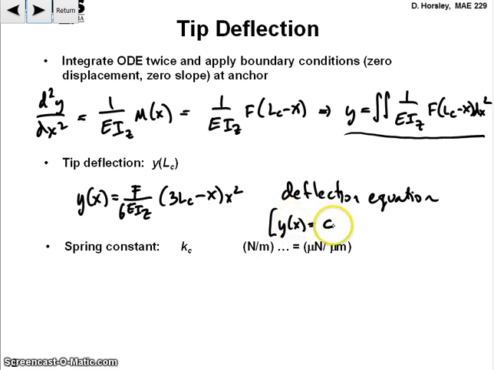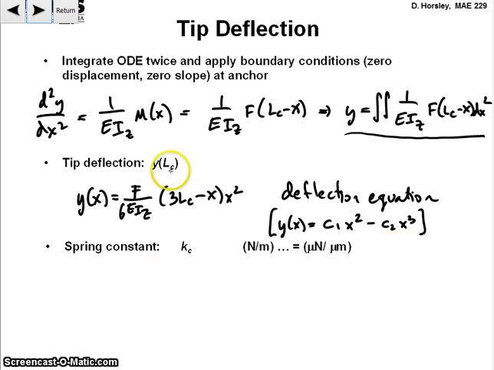We could write it like this: c1 x squared minus c2 x cubed, right? So you can see that this is a polynomial in x. Later on, we're going to do some approximate methods for solving beam equations, and so this is the deflection equation for a beam, and we're going to need this later on when we do the energy method. So in the upcoming lectures, we'll use this function.